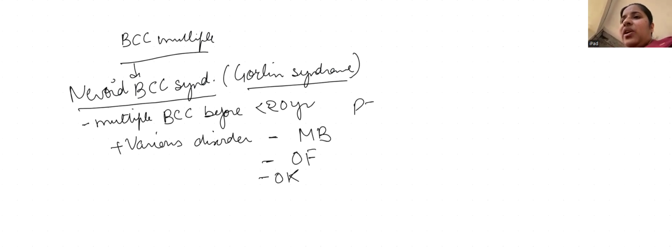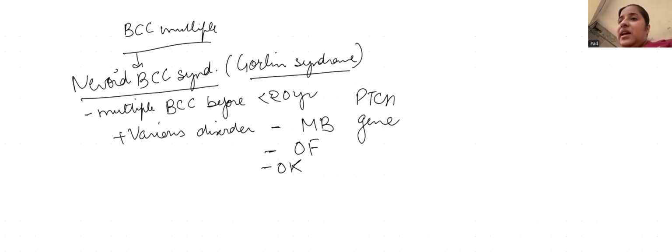So this is again one of the exam questions: when BCCs are multiple, then they are associated with a syndrome, that is the nevoid BCC syndrome, which is also called the Gorlin syndrome. So you have to mark it as Q so that it's an exam question.